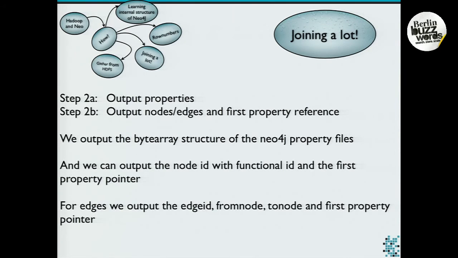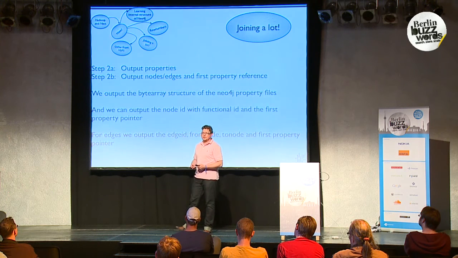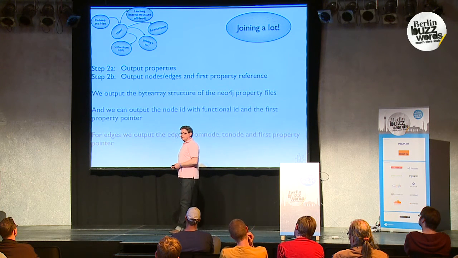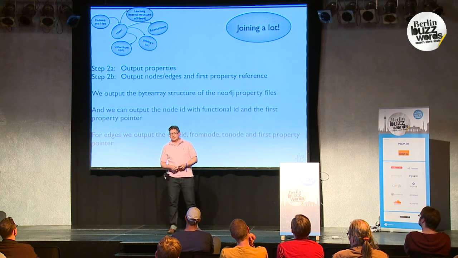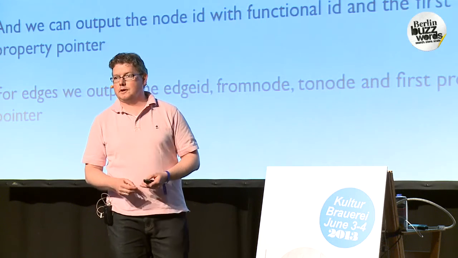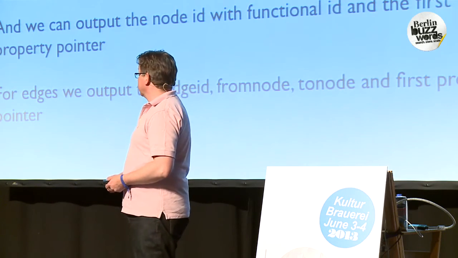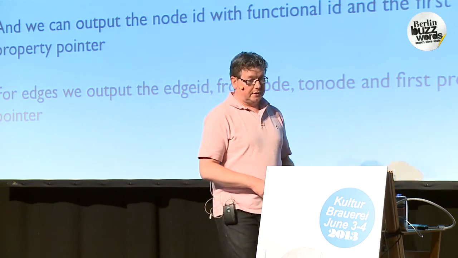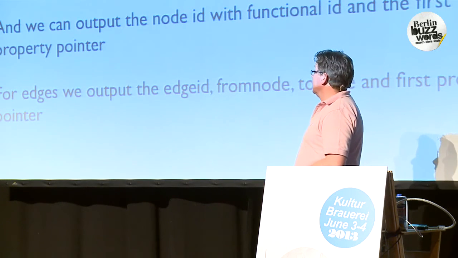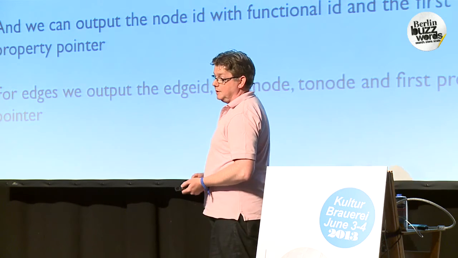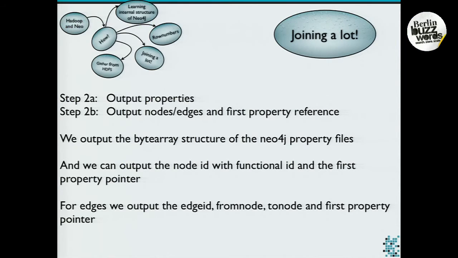And another advantage of doing the properties first is that after you have created the Neo4j property files, you can leave that information out. So you only have to keep the node ID and the functional ID, and the rest of the properties you can leave out. So you end up, after that first job, with smaller intermediate data which you can work on. After that, with the output of the properties, we also output the node ID with that first property ID, and the same for the edges, and you leave out the real property information.